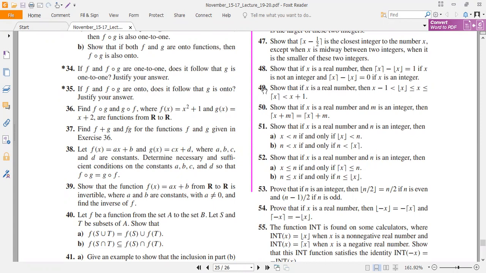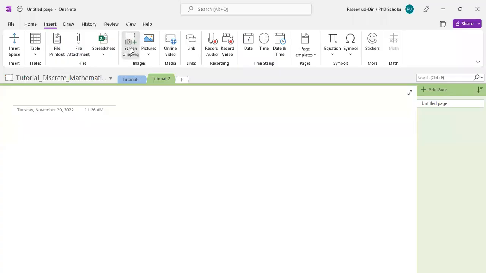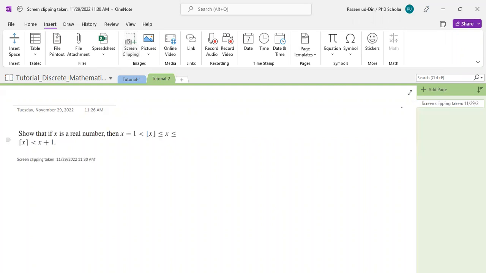Okay, so here is the question. Show that if x is a real number, then x minus 1 is strictly less than the floor of x, which is less than or equal to x, which is again less than or equal to the ceiling of x, which is strictly less than x plus 1.